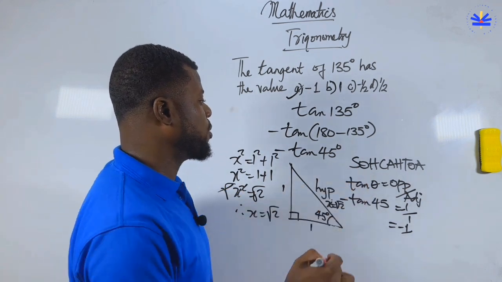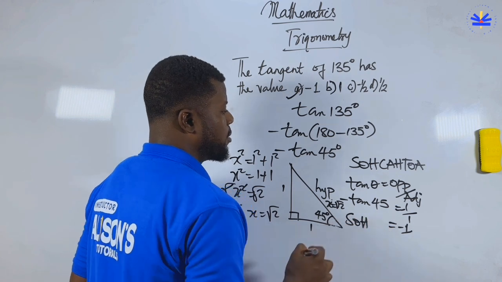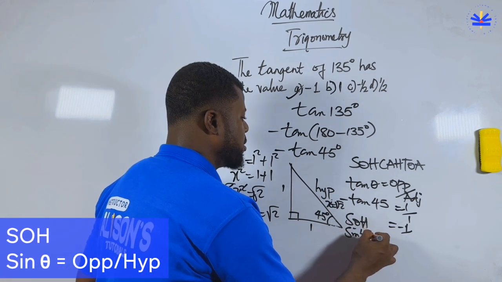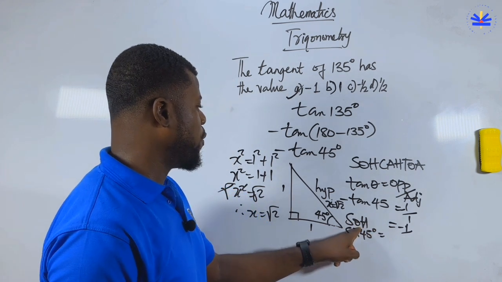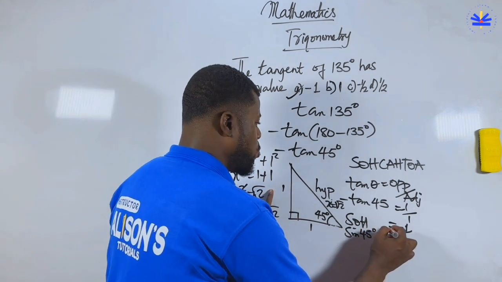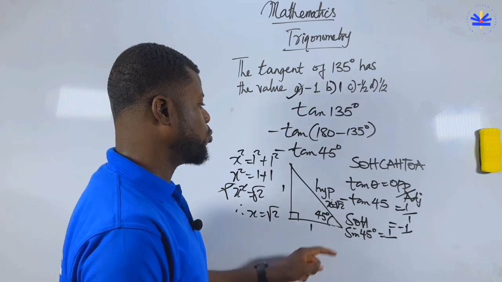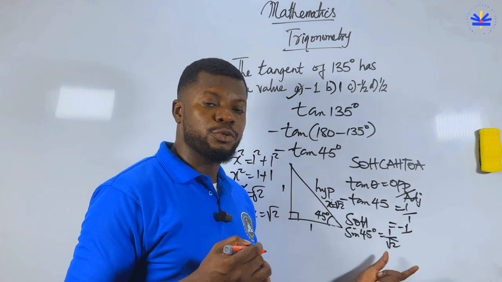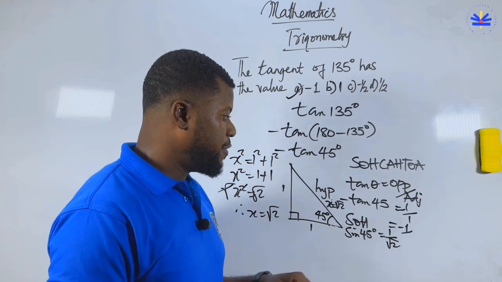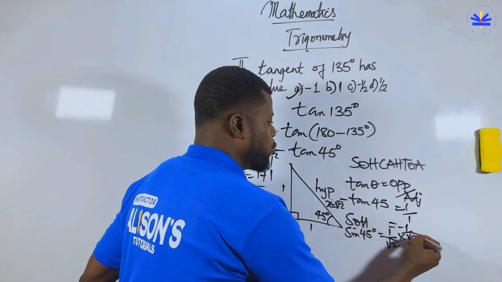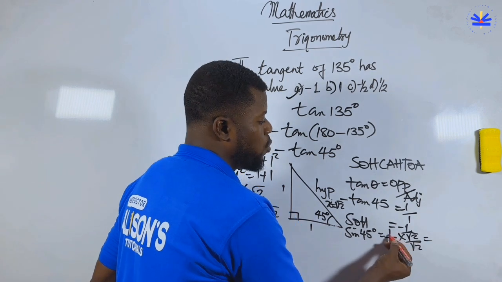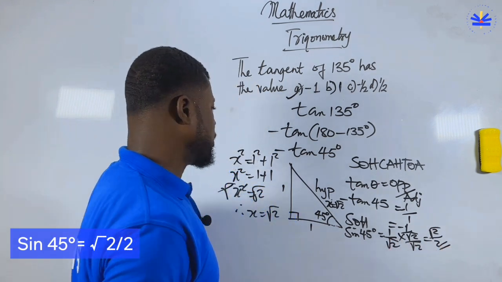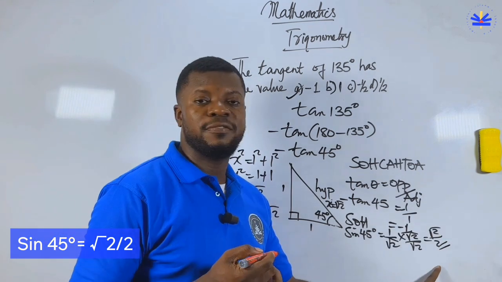It's easy for you to get sine theta. Sine 45 degrees will be opposite over hypotenuse. What will be your opposite? Opposite is this particular one, 1, divided by hypotenuse, which is root 2. And you don't have to leave it like this because the denominator has a root, so we can rationalize this. You multiply by root 2 divided by root 2. 1 times root 2 will be root 2, and root 2 times root 2 will be 2. So the answer for sine 45 degrees will be root 2 divided by 2.